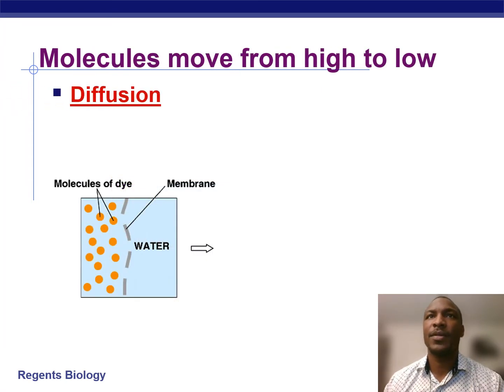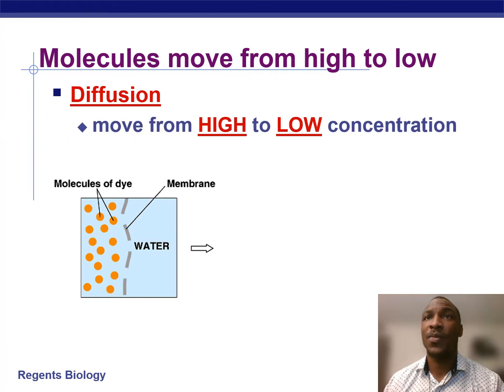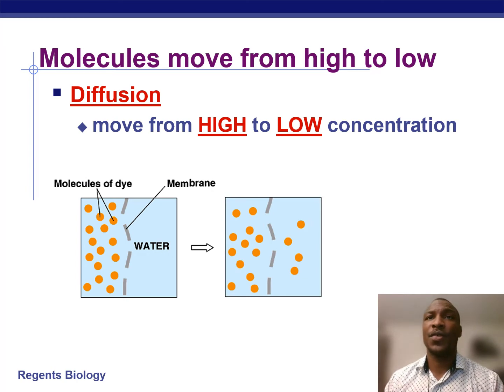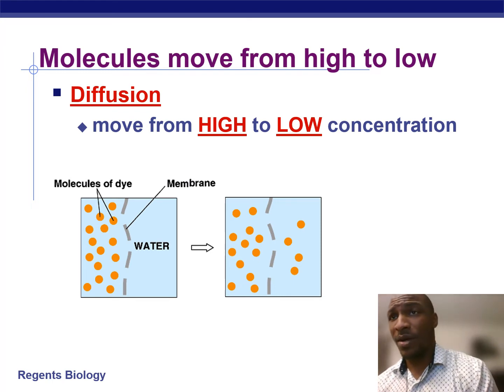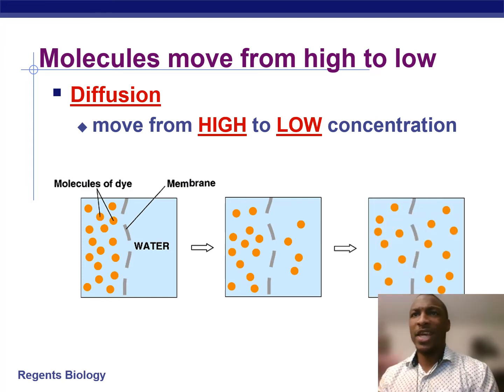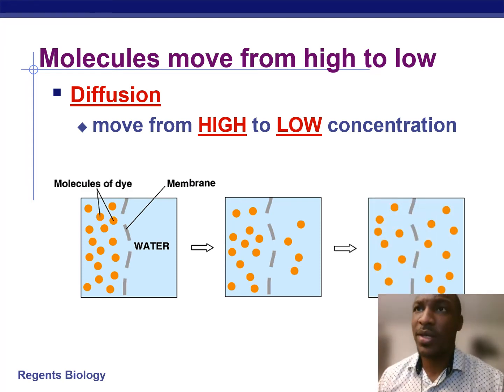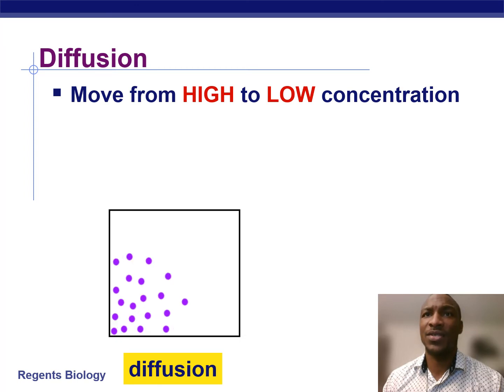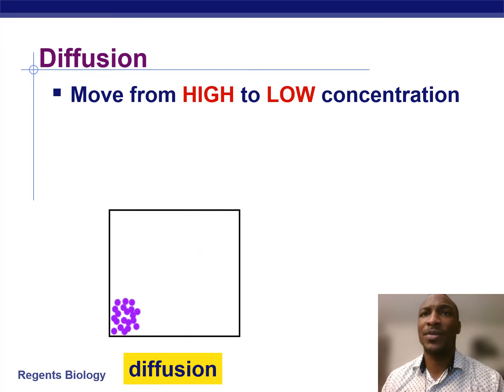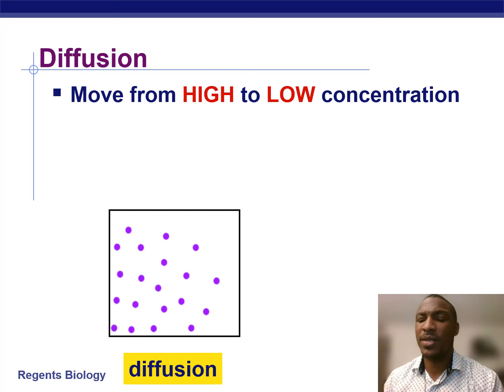All right? So diffusion. A move from high to low concentration. Write that down. That's very important. So if you look at here, you have molecules of dye and you have a membrane that's blocking it inside of water. And by itself, it moves from a lot of molecules of dye to a low number of molecules of dye. It's equal. So it keeps doing this until it's equal. Right? So diffusion is moving from high to low concentration, as you can see in this illustration. So it moves from a small concentrated amount until it's even across.